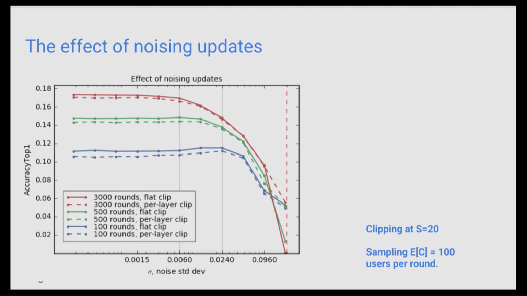Now we can fix clipping at that level and look at the effective noise. We're still using only a small number of users per round, and we're looking at just the absolute amount of noise we're adding. And again, we see that if we add too much noise, training completely blows up. Accuracy goes down to basically what an untrained model would get. But if we pick a reasonable amount of noise, something like a standard deviation of 0.006 in the final average, then it doesn't seem to hurt training too much.